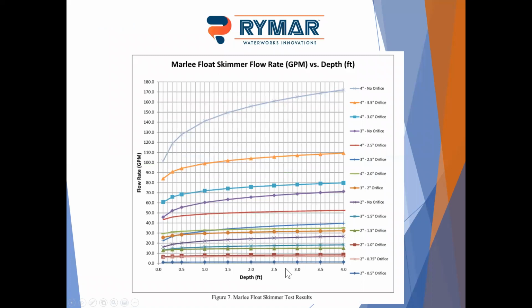Again, just to point that out, this is a flow rate curve chart for our 2-inch to 4-inch skimmers in each orifice configuration. You can see they all have at least a slight increase from 0 to 4 feet. Our 4-inch skimmer has a more pronounced increase. At a foot of depth, it's about 140 GPM, up to a little over 170 GPM at 4 feet.